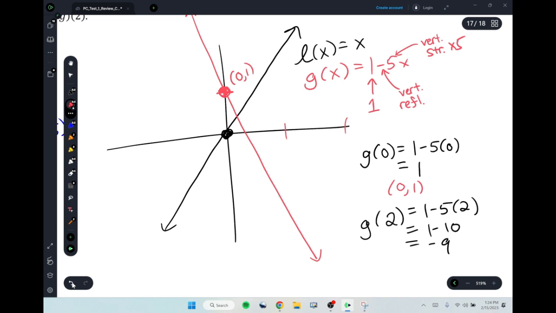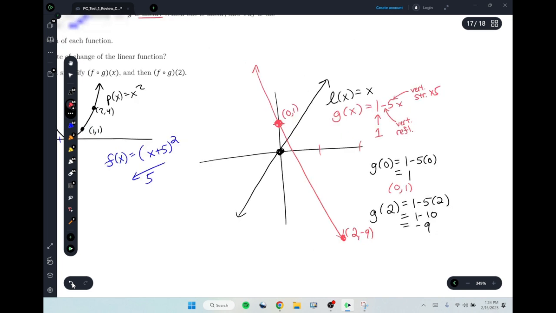But you don't need to do that. You just need to plot 2 points and graph them. 2, negative 9. And you've got your line. Or you could do the whole slope thing. Plot the y-intercept and go down 5 over 1, down 5 over 1, rise over run. So many ways to plot a linear function.